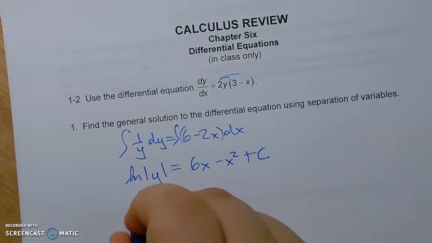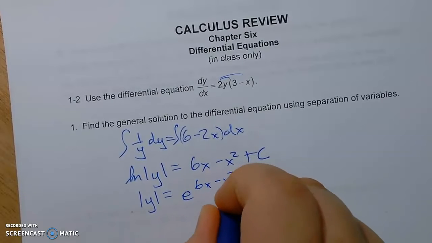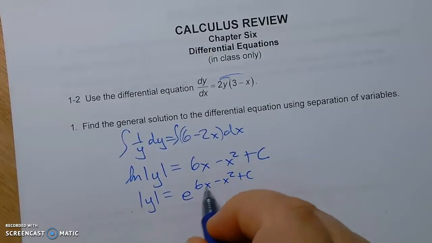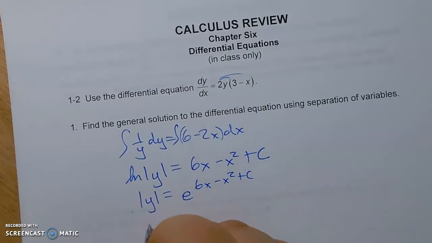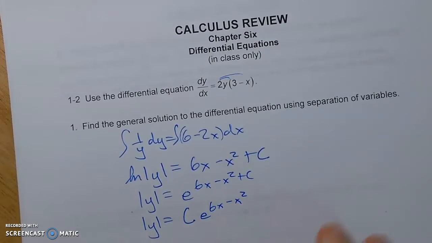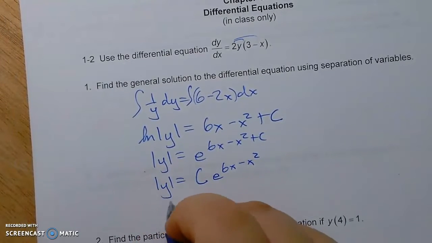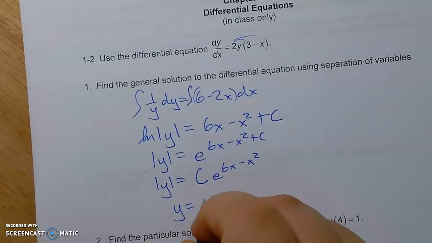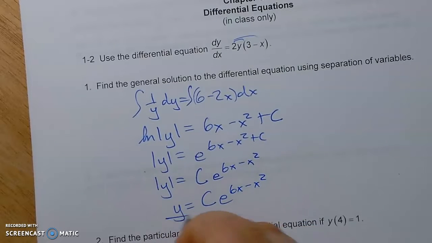Solving for y, we get e to the 6x minus x squared plus c. We've seen this e to the blah blah blah plus c before. We know that brings a constant in front. So the absolute value of y equals c e to the 6x minus x squared. And then that c can also absorb the plus or minus from the absolute value, so we get y equals c e to the 6x minus x squared.